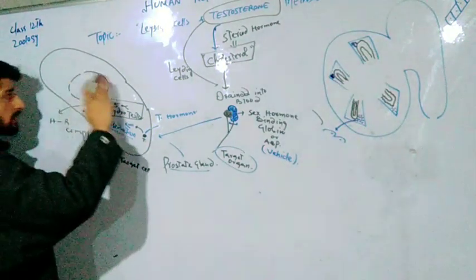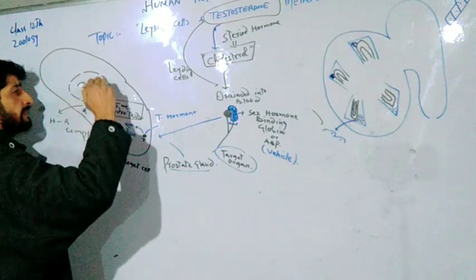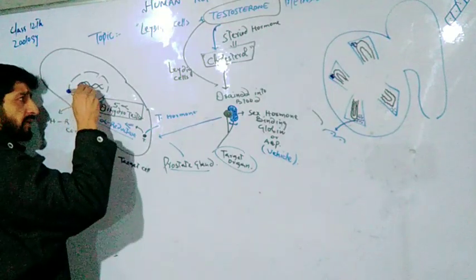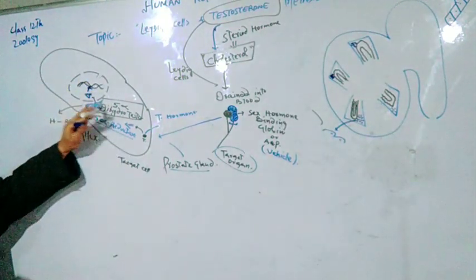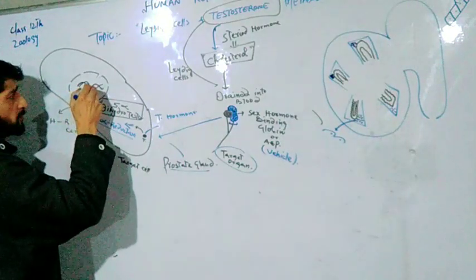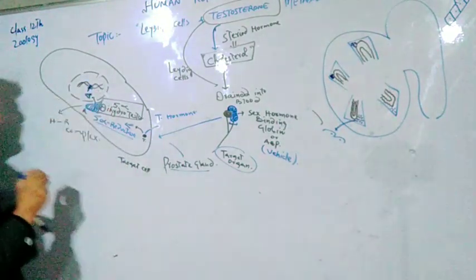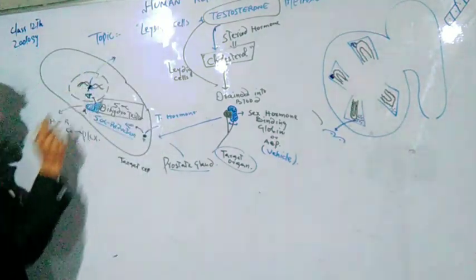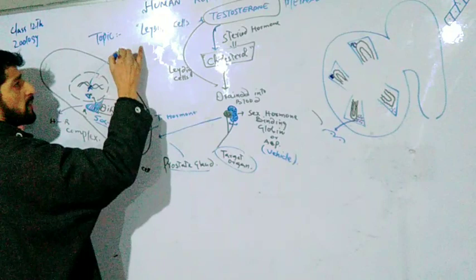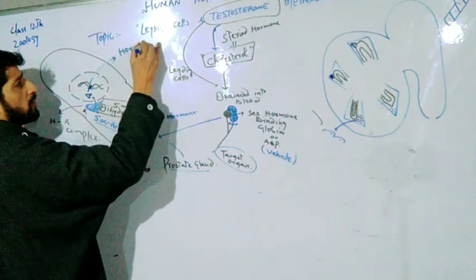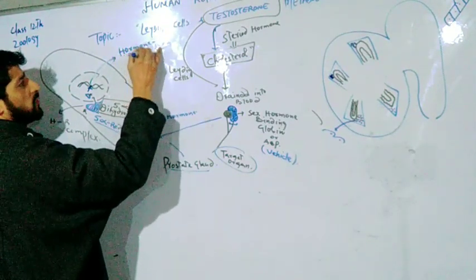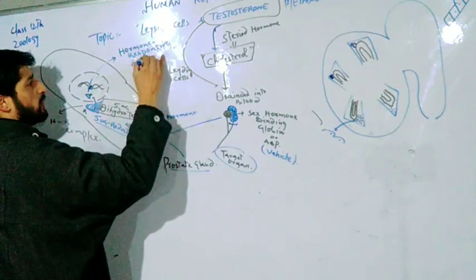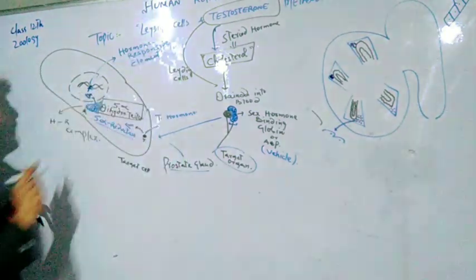Now, inside the nucleus, there is the genome, or DNA. This hormone receptor complex binds with a specific locus of DNA. This specific locus of DNA is known as the hormone responsive element. The hormone responsive element is the special region of DNA to which the hormone receptor complex binds.